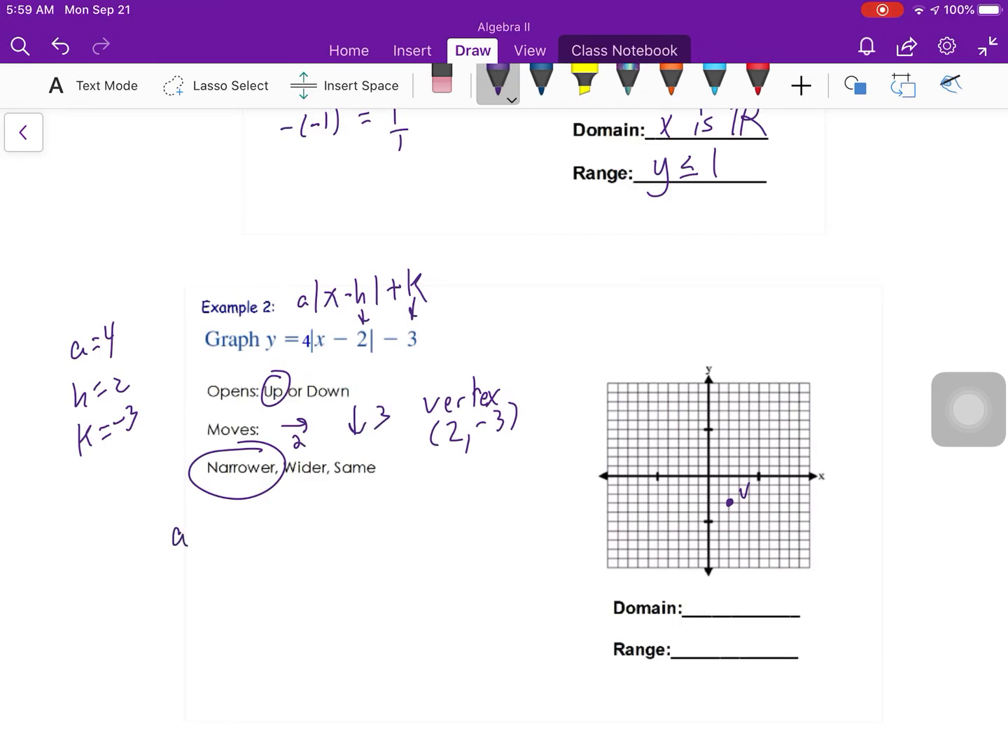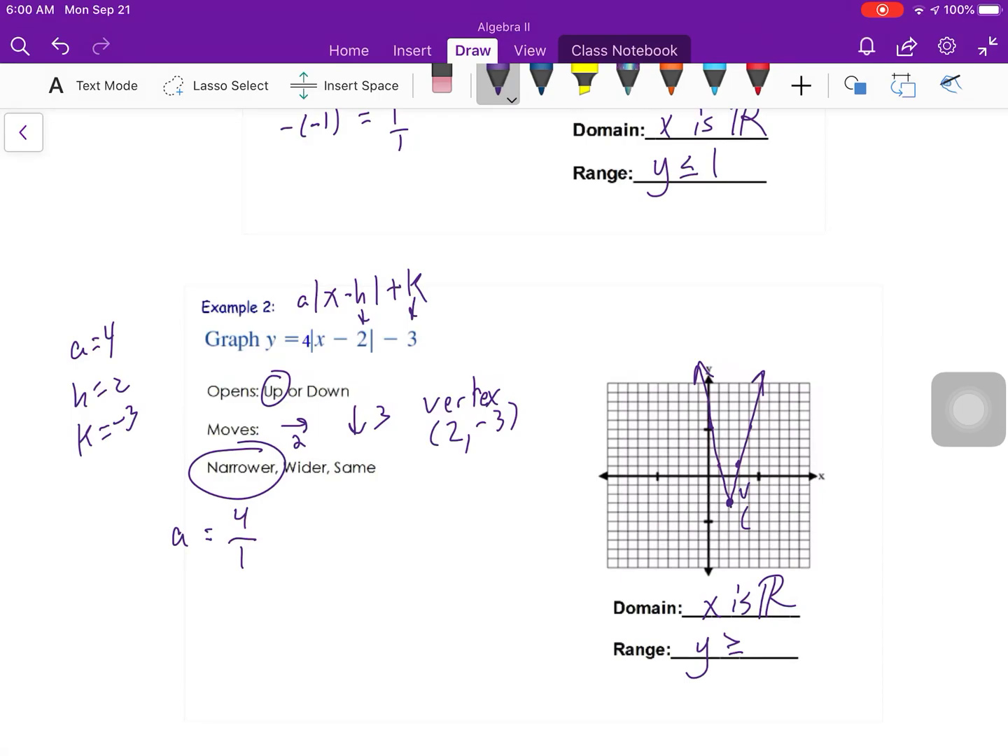And I'll use my a value as a slope, so 4 over 1. I'll go up from my vertex. Okay, it's very important, graph from your vertex: up 1, 2, 3, 4, over 1, up, over 1. And I might have miscounted there on my little graph paper. And then I'll go in the other direction to get the rest of my points to make it a narrower looking V. Okay, my domain is x is all real numbers. It's opening up, so now it's back to y is greater than or equal to.